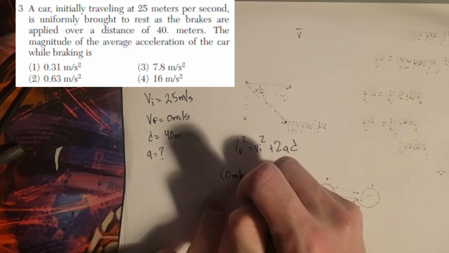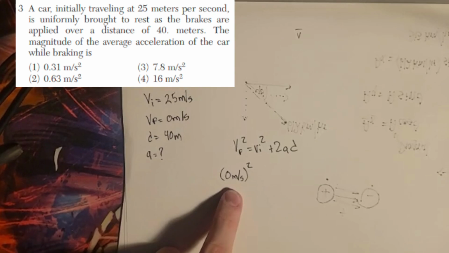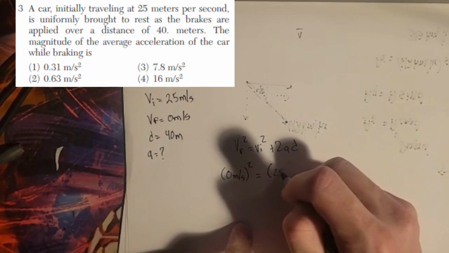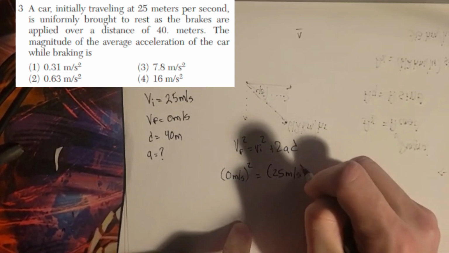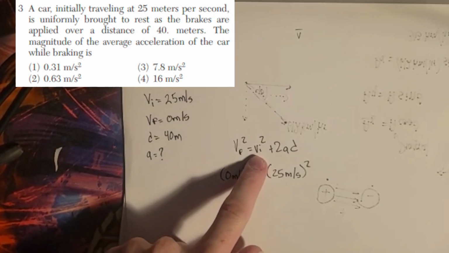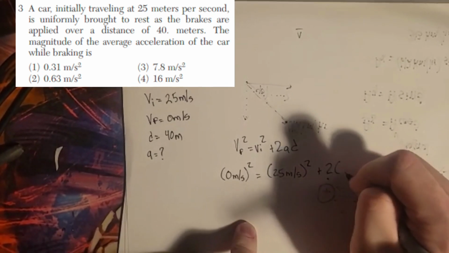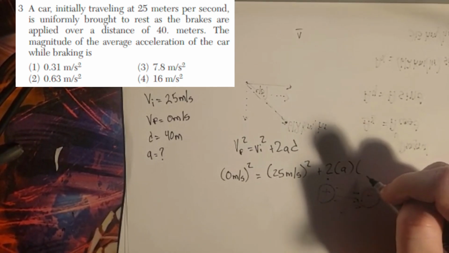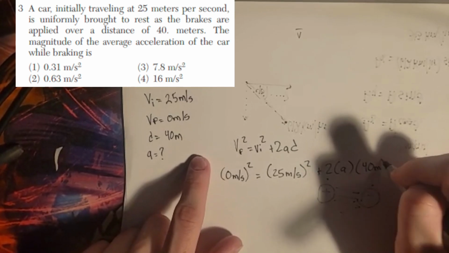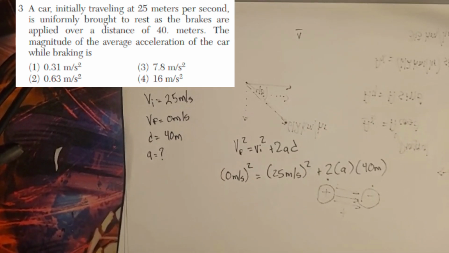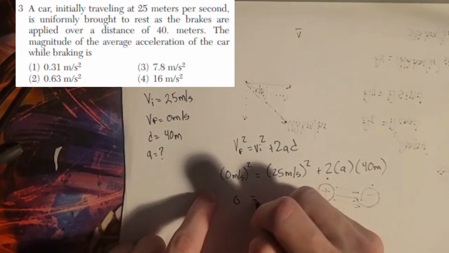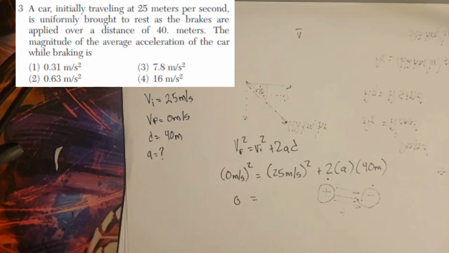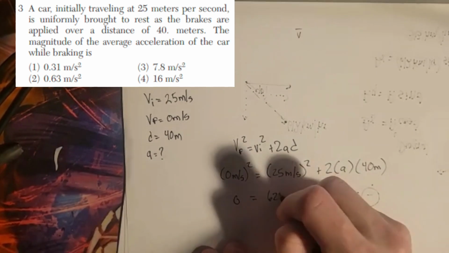Vf is 0, so that becomes 0 meters per second, and we square that, equals Vi, which is 25. So we plug in 25 for Vi, squared because it's Vi squared, plus 2 times a. I don't know what a is, right? So I can't plug a number in, so I leave it as a, times d. d is 40, so we plug that in. Now we just have to simplify, right? 0 squared is 0. 25 squared, is that 625? Let me check. Yeah, that's 625.